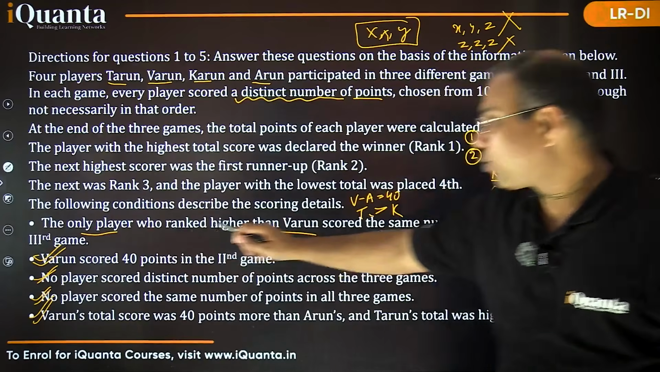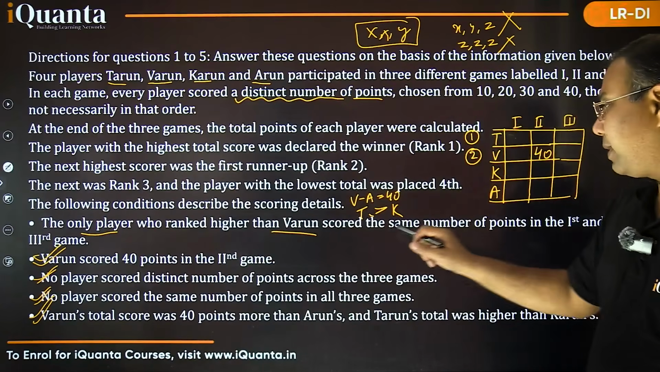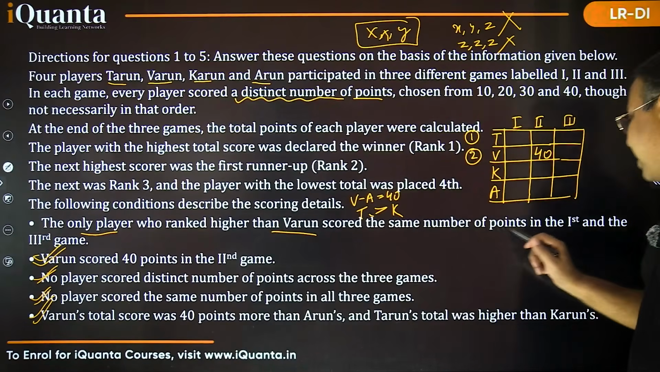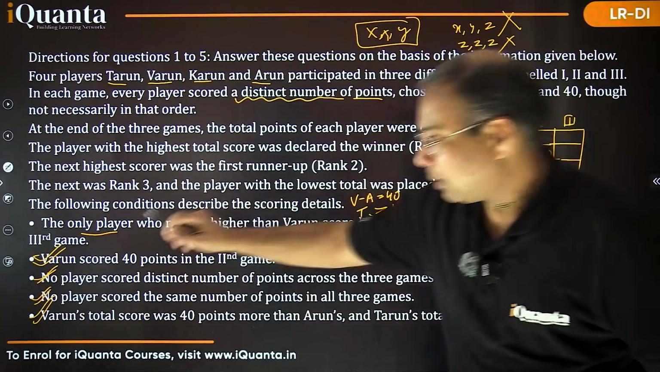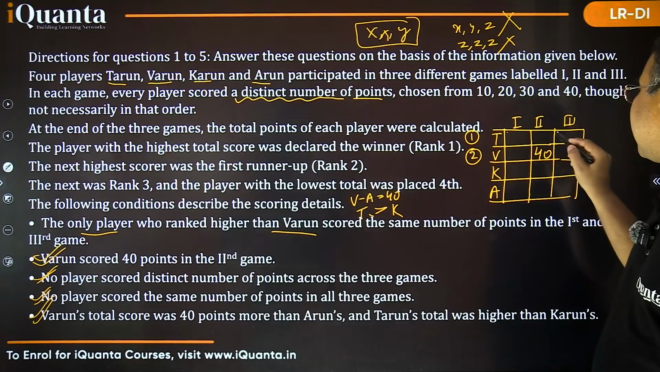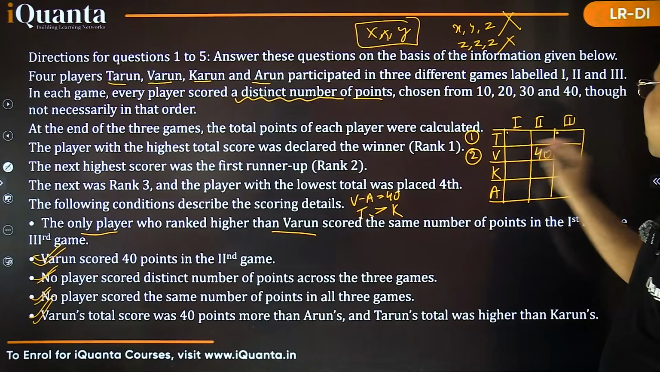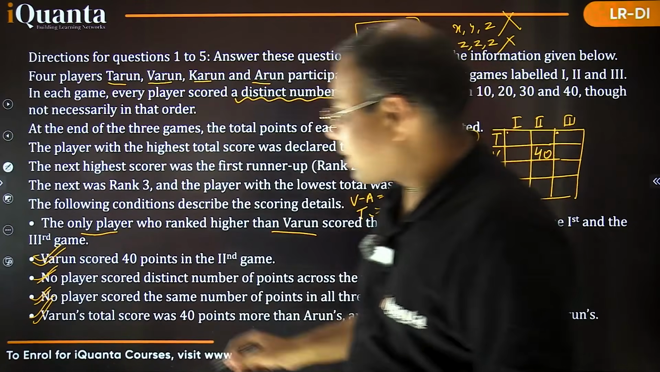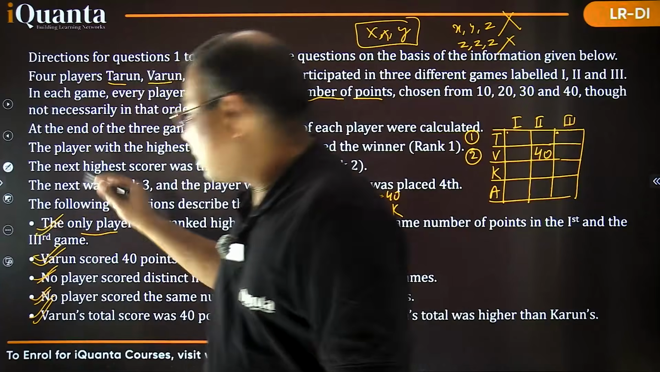So, the only player who ranked higher than Varun, that is this T, scored the same number of points in the first and third game. That means these 2 values are going to be the same. Is that okay? So, these 2 values are going to be the same. So, we have read all the points now. Nothing else is remaining. Fine.